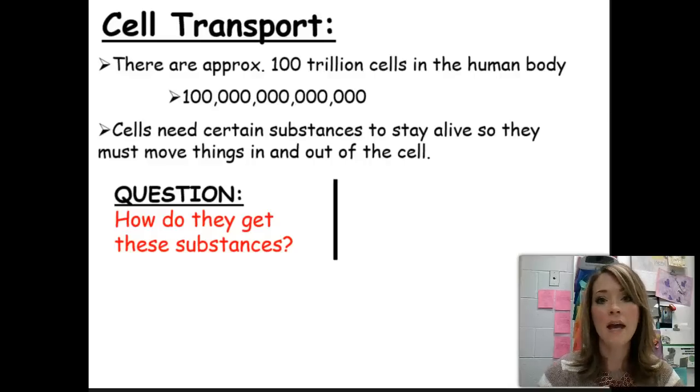There's two main categories of ways they can get things in and out of the cell. That's going to be passive transport and active transport. We're going to be looking at passive transport today. We'll focus on active transport tomorrow.